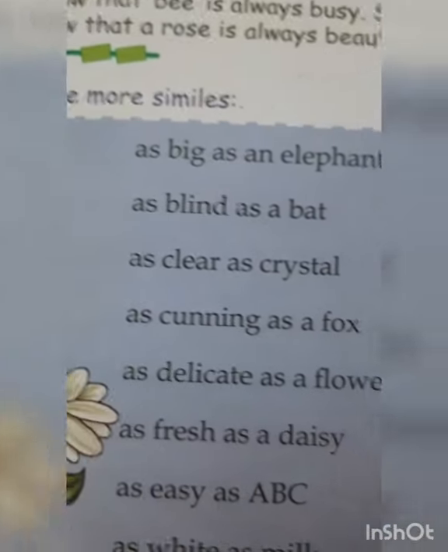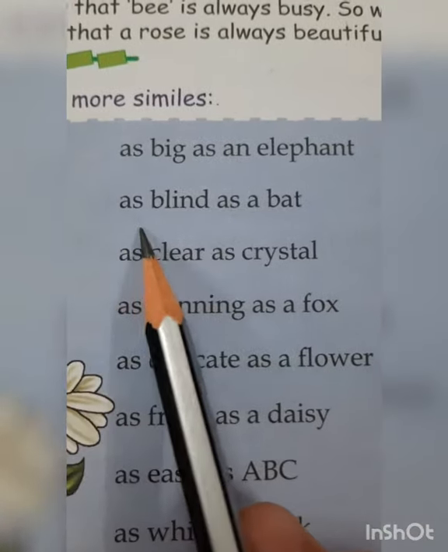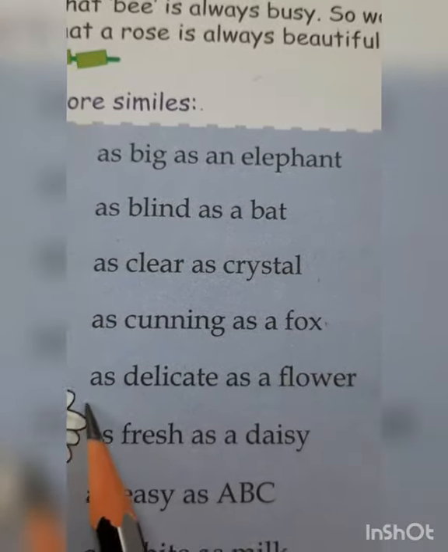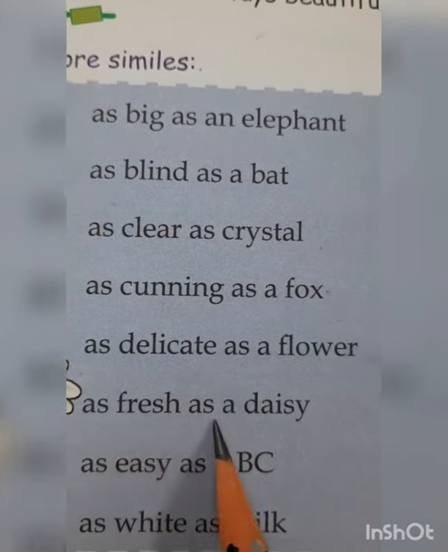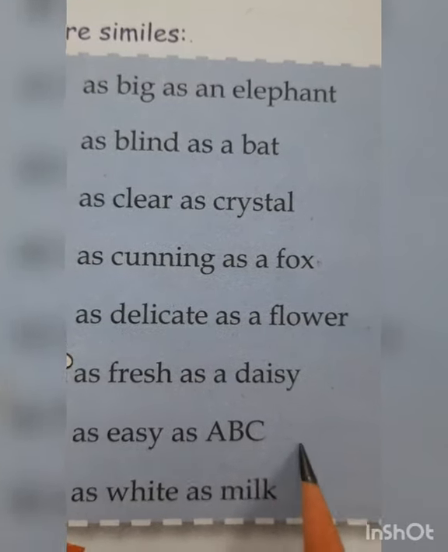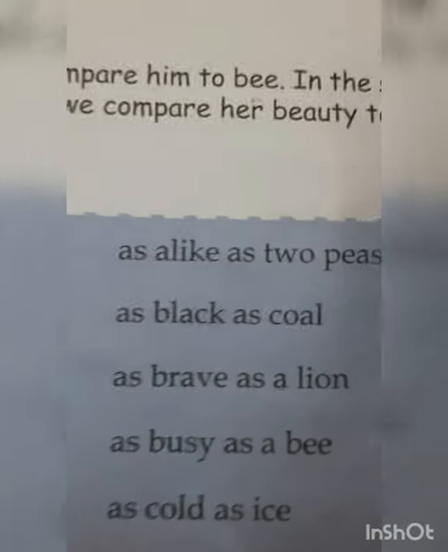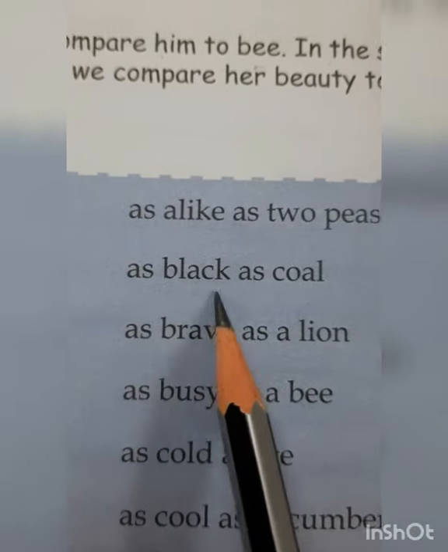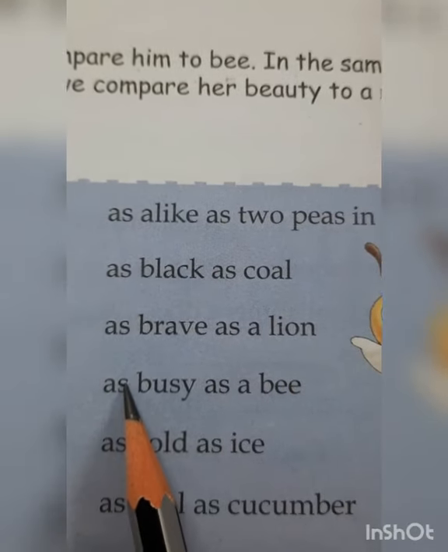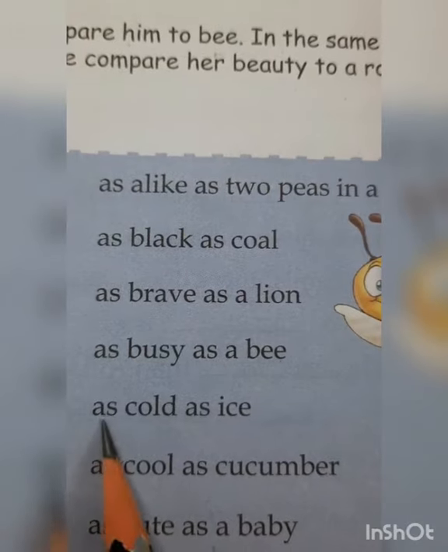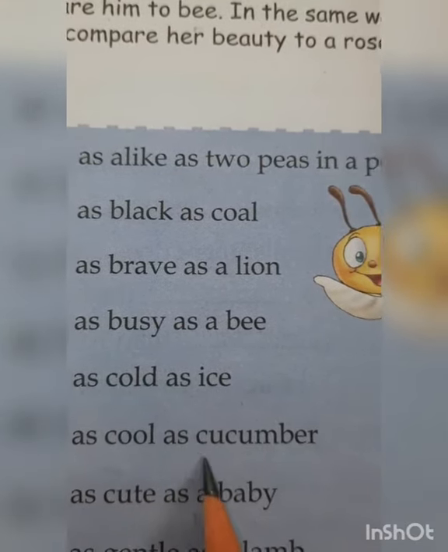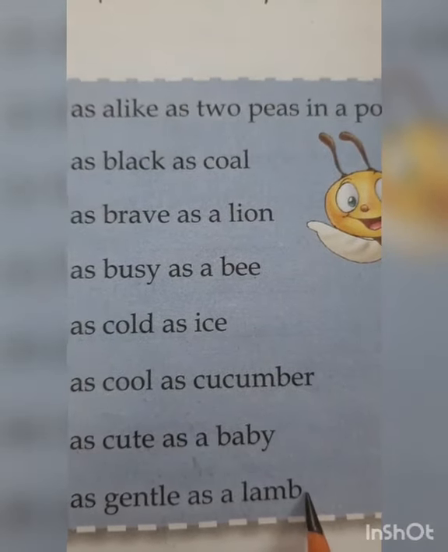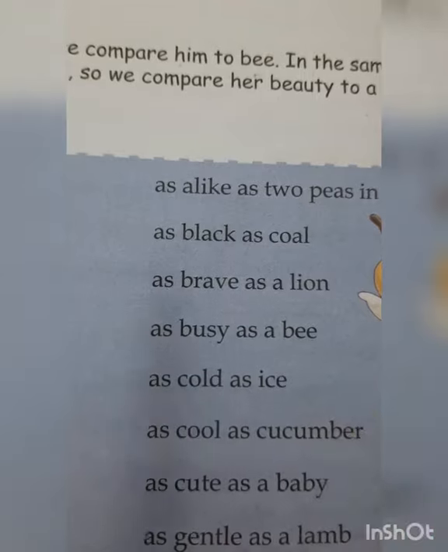We have some similes over here. As big as an elephant, as blind as a bat, as clear as crystal, as cunning as a fox, as delicate as a flower, as fresh as a daisy, as easy as ABC, as white as milk, as alike as two peas in a pot, as black as coal, as brave as a lion, as busy as a bee, as cold as ice, as cool as cucumber, as cute as a baby, as gentle as a lamb. So, we'll use these similes in our next exercise.